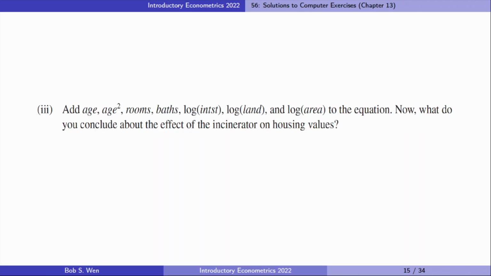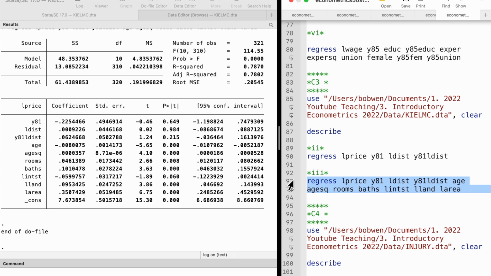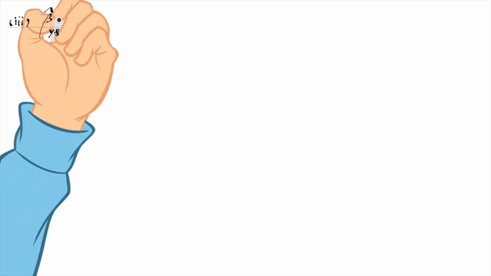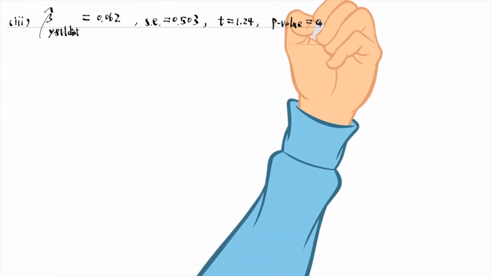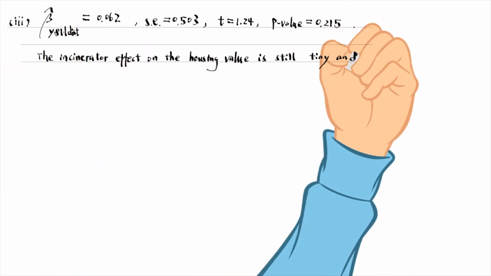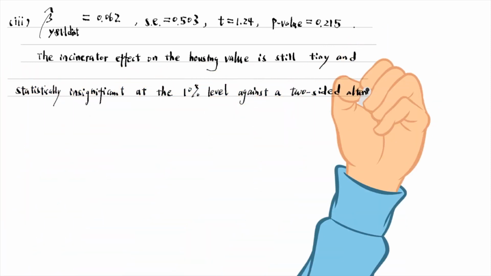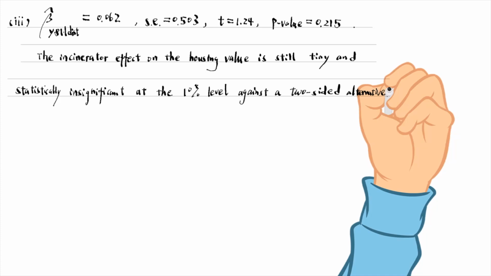In part 3, we add the characteristics of the house to the model. It does not change the conclusion in part 2. The incinerator effect on the housing value is still tiny and statistically insignificant at the 10% level against a two-sided alternative. As in the textbook, we should consider using a dummy variable to describe the distance to the incinerator, which leads to a significant coefficient.